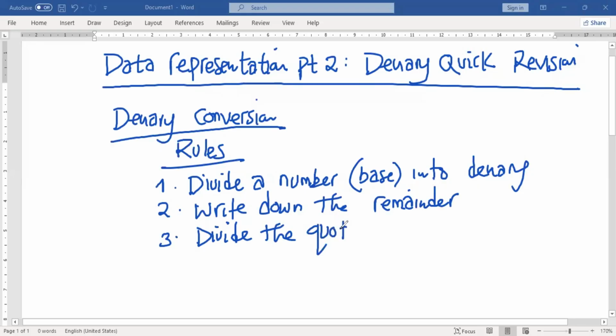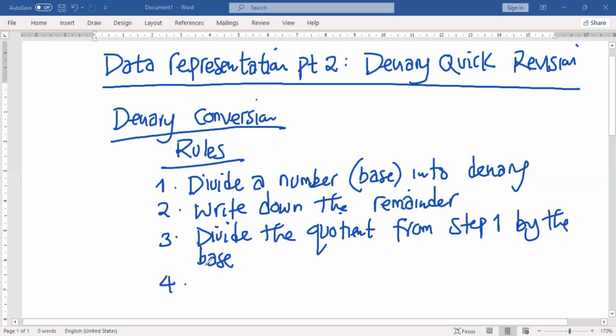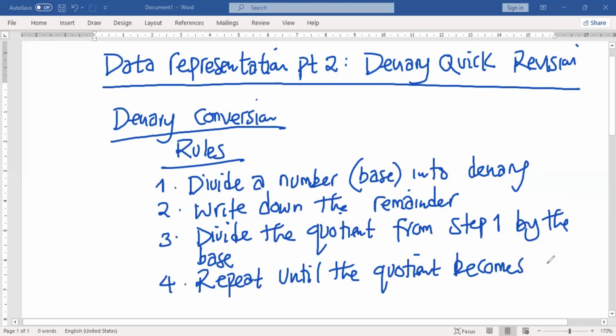Don't worry, we'll make it easy with an example. You divide the quotient from step 1 by the base. Then step 4, you repeat until the quotient becomes 0. Then the fifth rule is to write the remainder in reverse order.